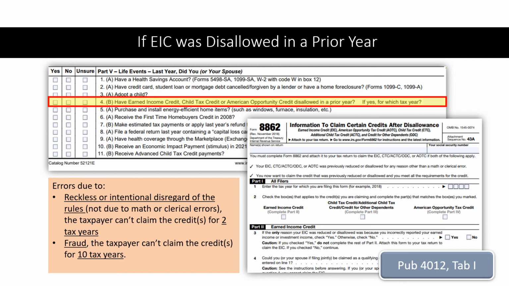So there's more information about this and about how to enter this into TaxSlayer in Publication 4012, Tab I. It's not a very common occurrence in my experience anyway, but if it does come up, you can look in your Publication 4012 and it will help guide you through getting everything entered correctly.